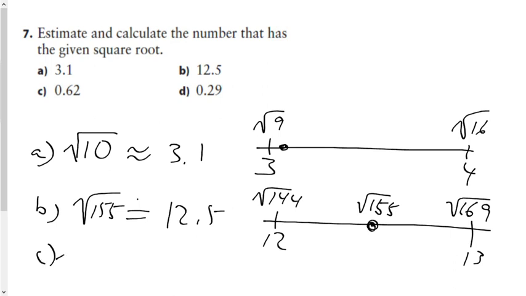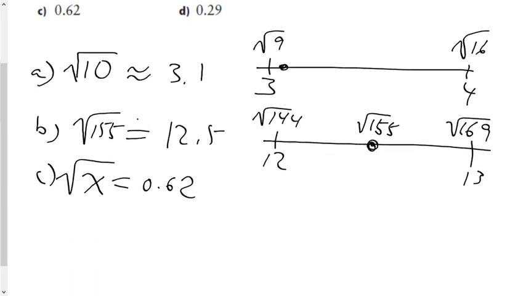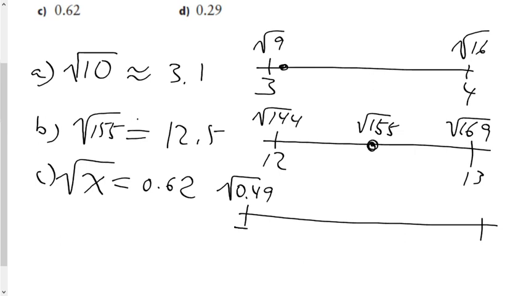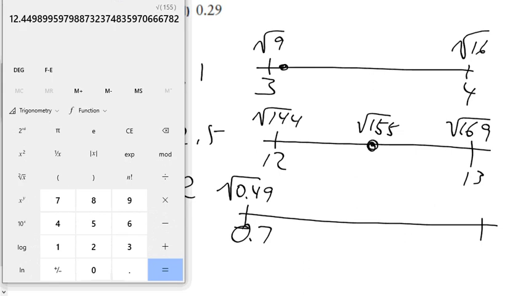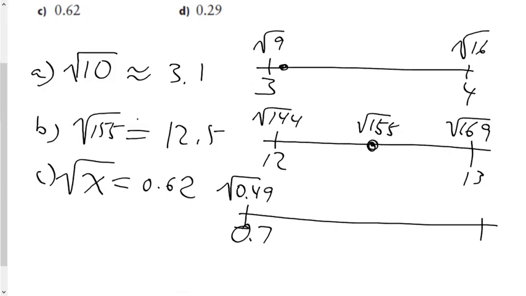For C, the square root of what number is equal to 0.62? Now we're getting into more complex ones. All right, this is a complex one because we have to know the following. The square root of 0.49 is 0.7. And I know that because if I grab a calculator and say what is 0.7 times 0.7, or 0.7 squared, it's 0.49. So therefore, reversing it, the square root of 0.49 is 0.7. And therefore, the square root of 0.64 would be 0.8.